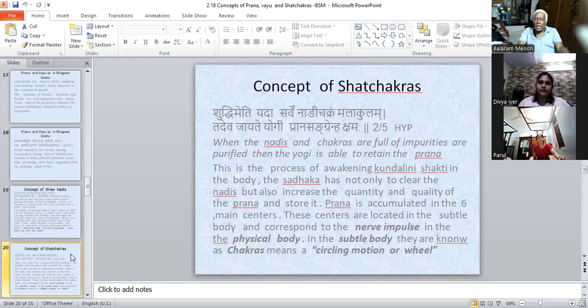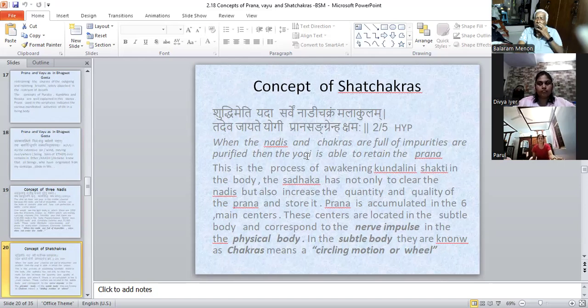Now, the next concept of 2 by 5 is how to purify the impurities in the nadis, specifically Ida, Pingala, and Sushumna nadi. These are the dominant nadis inside the system. Shuddhim eti yada sarvam nadi chakram malakulam, tada eva jayate yogi prana sangrahana kshamah. When the nadis and chakras full of impurities are purified, then the yogi is able to retain the prana.